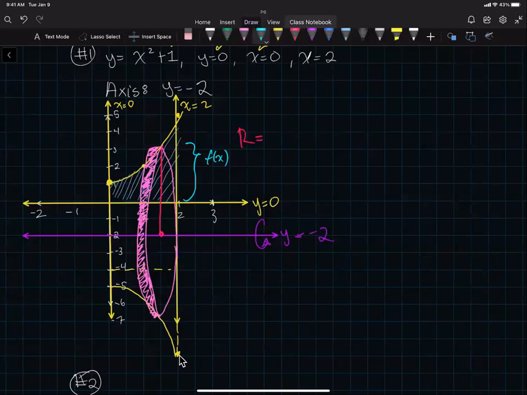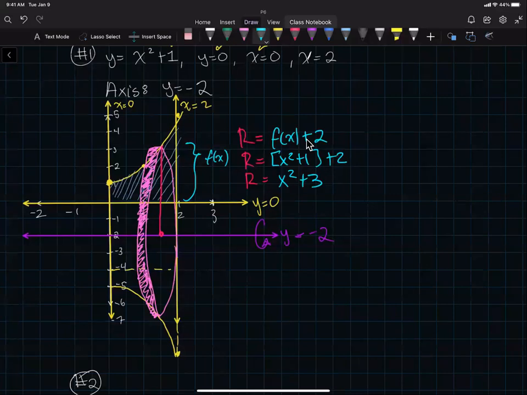I see a lot of correct answers, so I'm going to write it here. f of x plus 2, because remember, f of x is the distance from the x-axis to my function. That's f of x, but that's not R. R is bigger than that. We are always adding 2 to my f of x to get my R. So that's why we do f of x plus 2. My f of x is x squared plus 1, and then plus 2. So finally, my capital R is equal to x squared plus 3.